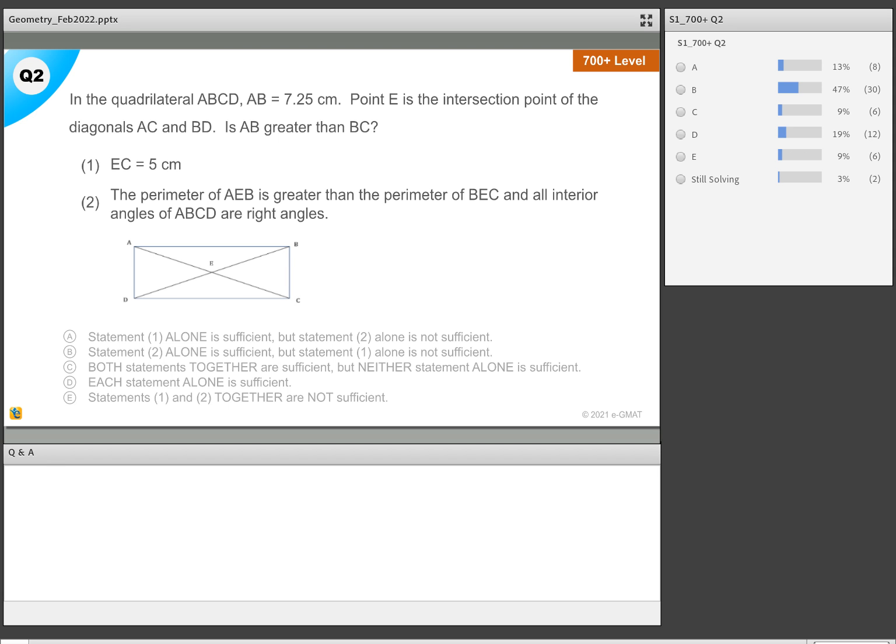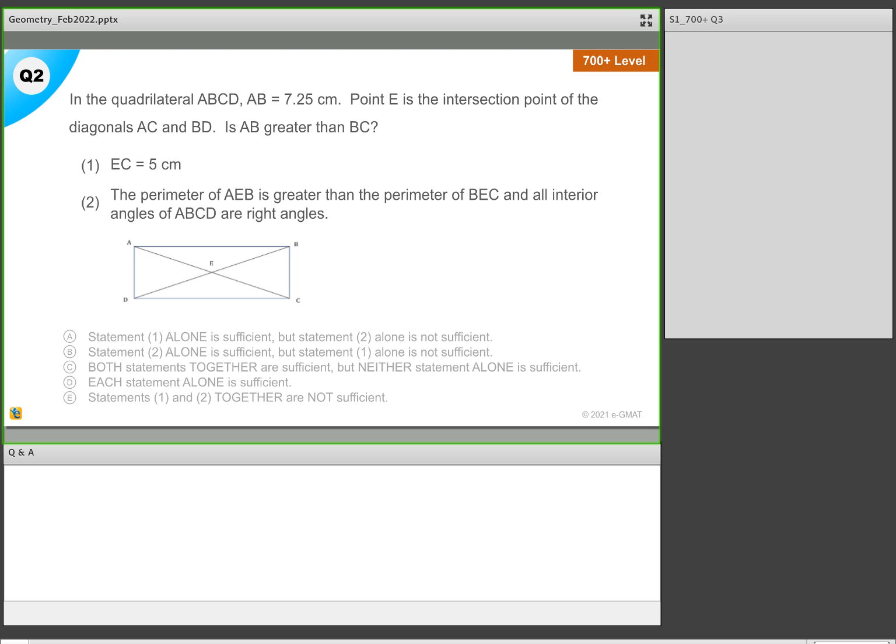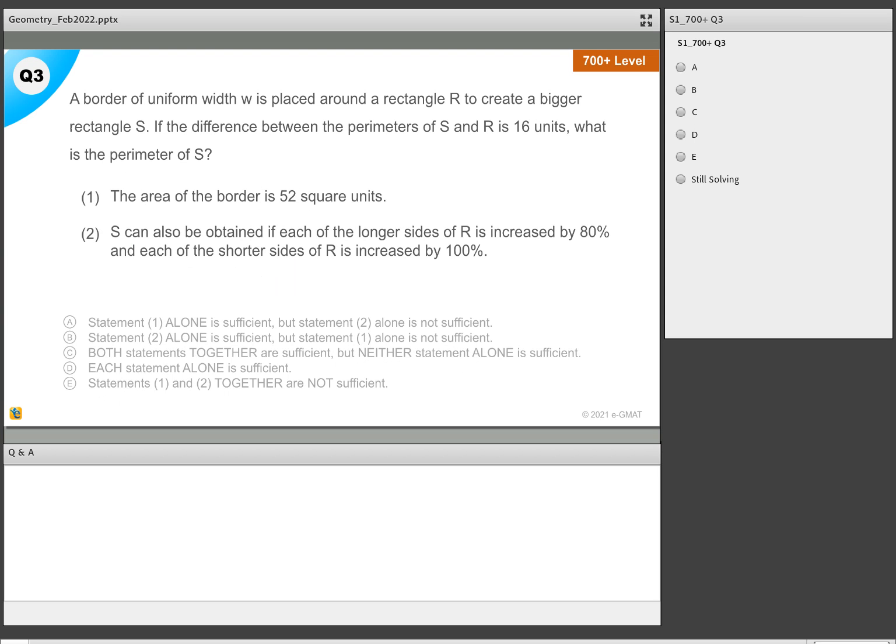Okay. So now let's come to the last question in this particular set. After this, we are going to start our discussion. All right. So as always, folks, start by clicking on still solving. Right. So here's question number 3, your fourth question of the day. All the best.